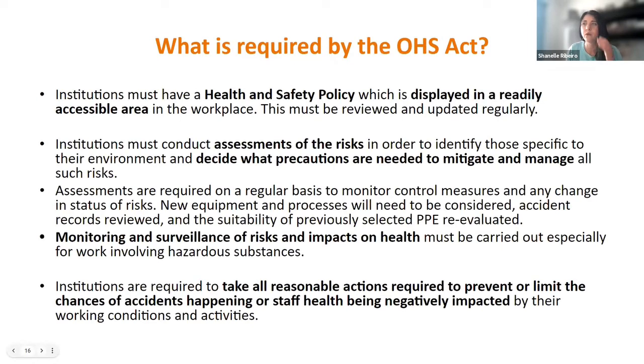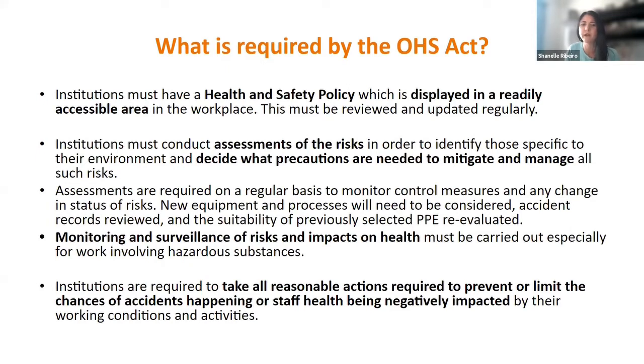Let's have a look at what is required by the Act. So firstly, the Act says that institutions must have a health and safety policy, and it must be displayed in a readily accessible area. It can't just be an email, and this must be reviewed and updated regularly. Institutions must also conduct assessments of the risks in order to identify those specific to their environment. This means that it can't be a generic document. It must be specific to your environment and situation. And then they must decide what precautions are needed to mitigate and manage those risks. And this must be updated.